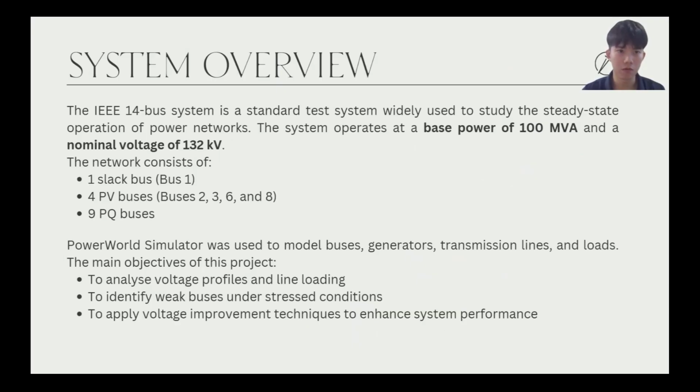The network consists of one slack bus, which is bus 1, 4 PV buses, which are buses 2, 3, 6, and 8, and 9 PQ buses. The PowerWorld Simulator was used to model buses, generators, transmission lines, and loads. The main objectives of this project are to analyze voltage profiles and the line loading, to identify weak buses under stress conditions, and to apply voltage improvement techniques to enhance system performance.